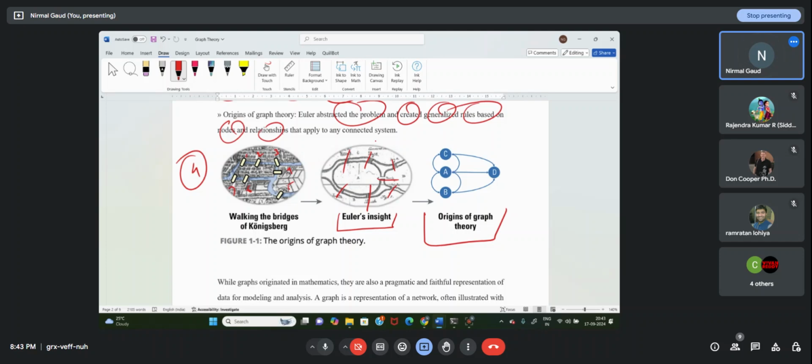And the problem is, I can start from anywhere, no issue. I can start from here, either from here, either from here. I can start from anywhere. But the question is, you have to go to each and every island, but the requirement is that each bridge needs to be visited only one time. There should not be any repetition.